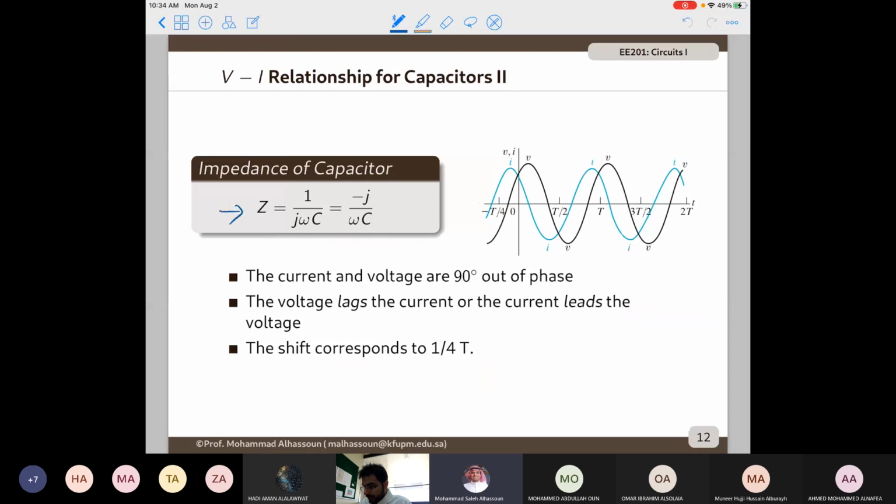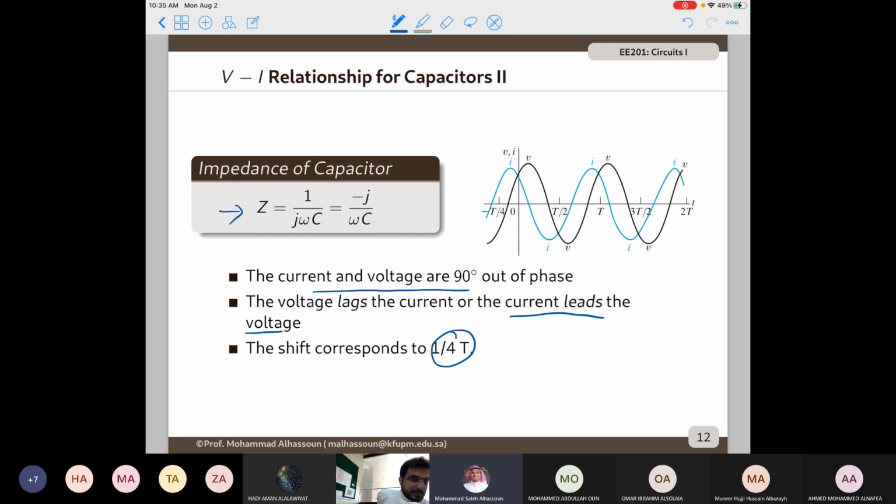So we conclude that the impedance of the capacitor is 1 over j omega C, or if we move j to the numerator, it's going to be negative j over omega C. Again, since we have purely imaginary impedance, this implies that the current and the voltage are 90 degrees out of phase. However, in this case, the current is leading the voltage, not the other way around. If you remember, for the case of the inductor, the voltage leads the current. And this is a 90-degree phase shift, so it corresponds to 1/4 of the period.